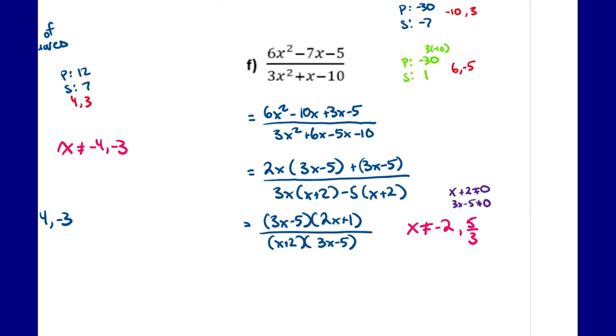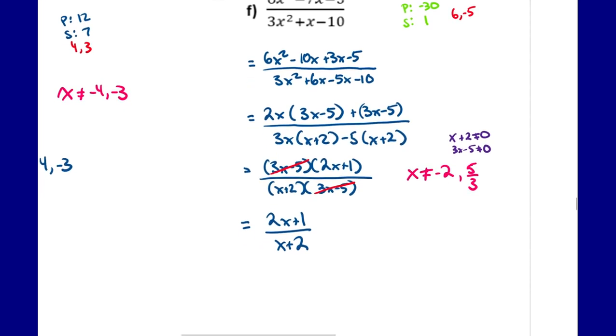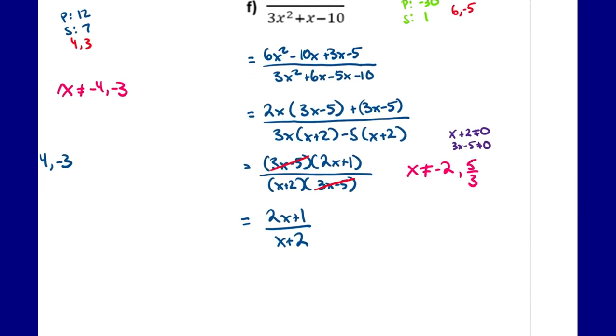Now that I have my restrictions at this stage, I can go through and start to simplify. I see a factor on the bottom and a factor on the top that are common. I can cancel them out. I'm left with 2x plus 1 divided by x plus 2. I'm adding now, so I can't cancel anything out. So that is my simplified form. I'm going to restate my restrictions. X cannot equal negative 2 and 5 over 3.